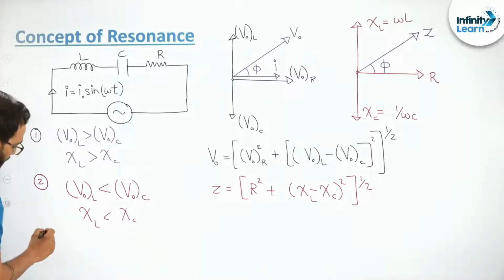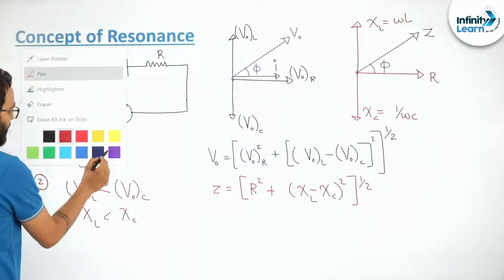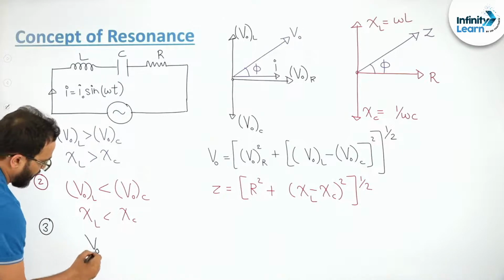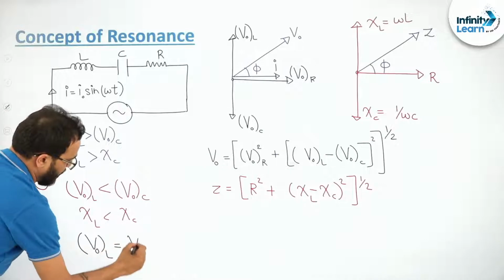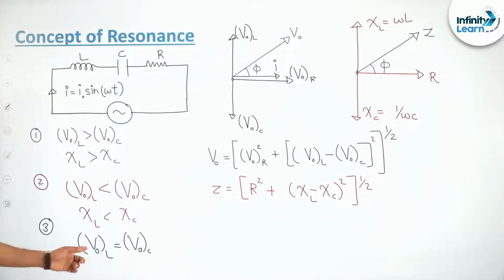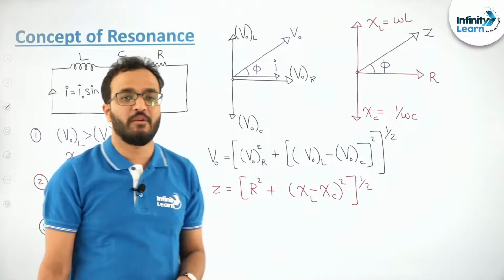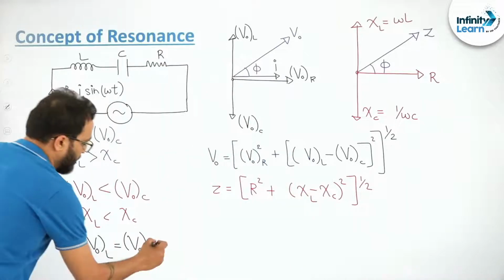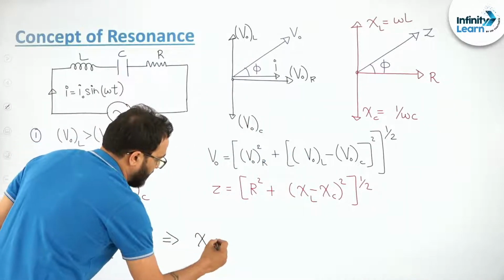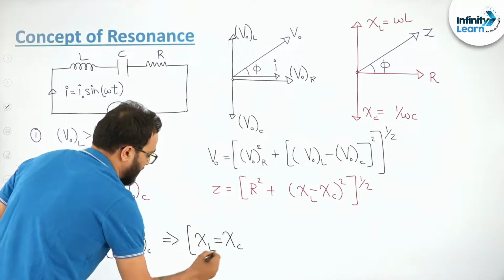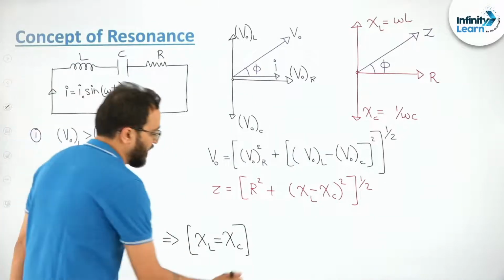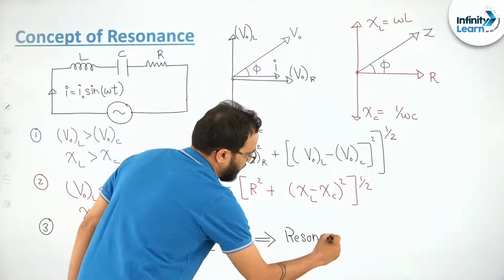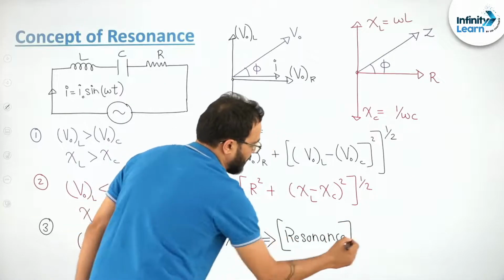Okay, perfect. Now there is a third and a very amazing possibility. Let me discuss that possibility. That is, if V naught L is equal to V naught C, that means the peak value of the potential drop in the inductor and the peak value of the potential drop in the capacitor are equal. When is it possible? When XL is equal to XC. When this happens in any LCR circuit, we say this circuit has achieved resonance.